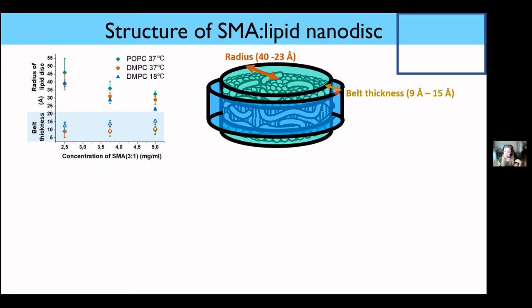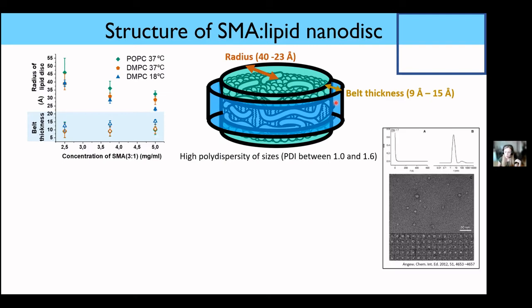And in addition, the belt thickness will vary between 9 and 15 angstrom, again depending on how much SMA is used, but of course also depending on the lipid type, due to the difference in how much SMA they could actually incorporate in the bilayer structure. So they also have relatively high polydispersities with a PDI between 1 and 1.6.